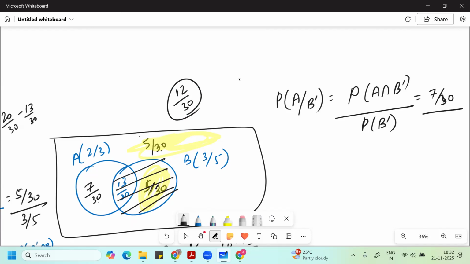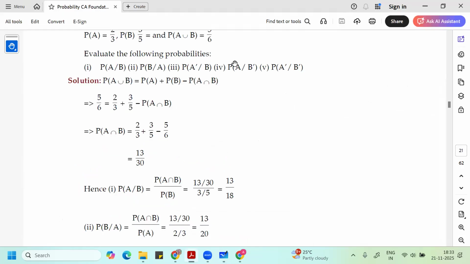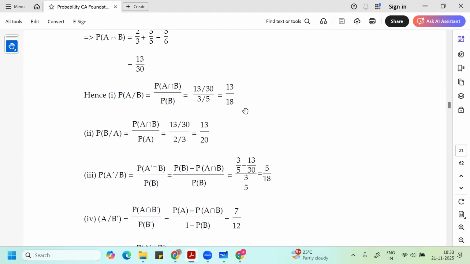Right? 7 by 30 means A minus B. A intersection B dash is nothing but A minus B. Divide by probability of B dash. Probability of B dash is 12 by 30. The answer would be 7 by 12. Now, the fourth one's answer is 7 by 12.